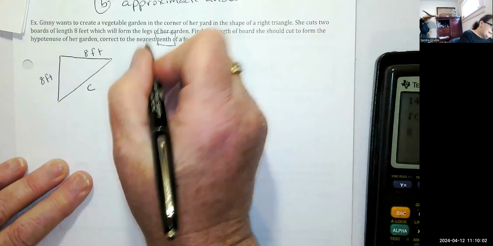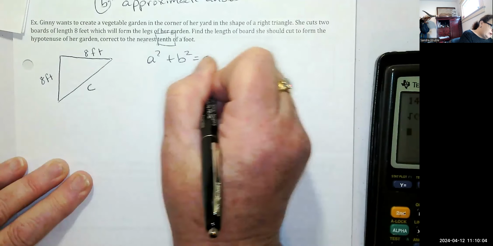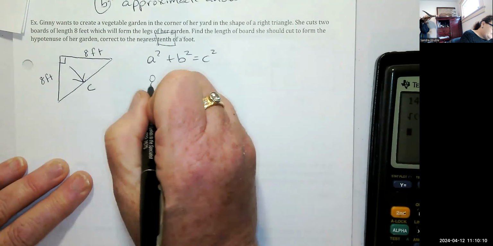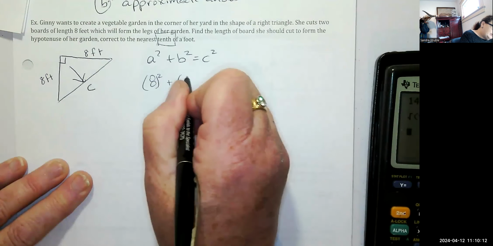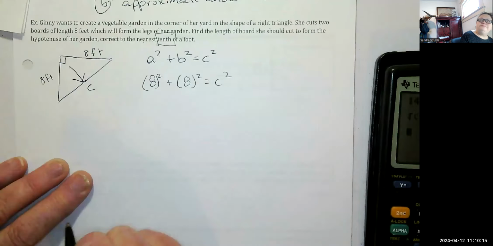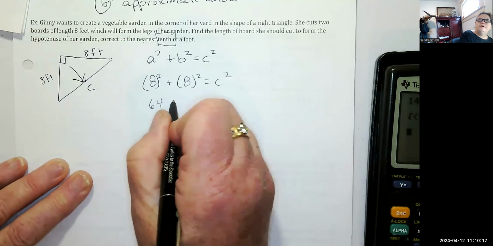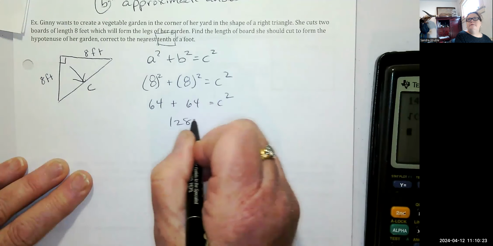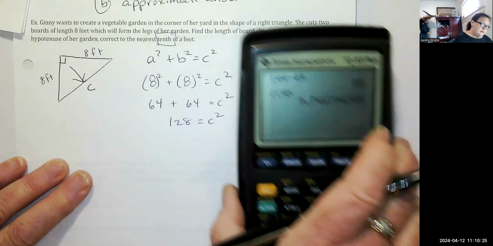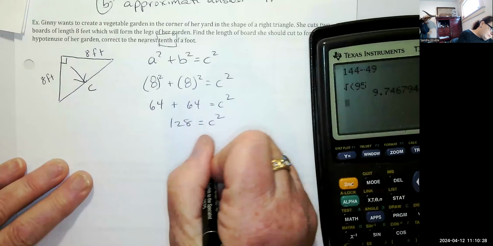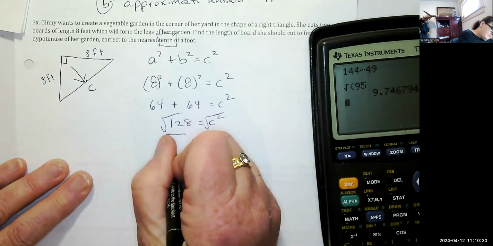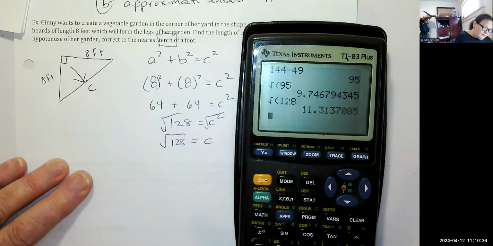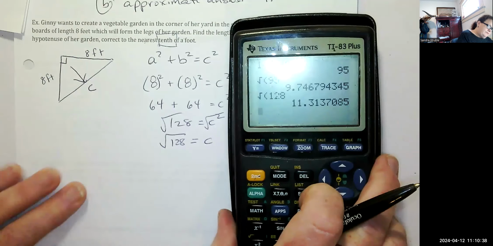Okay. So a squared plus b squared is equal to c squared. We know that's c squared because it's directly across from her right angle. 8 squared plus 8 squared is c squared. 8 squared is 64. 64 plus 64 is 128. The square root of 128 is 11.3137.